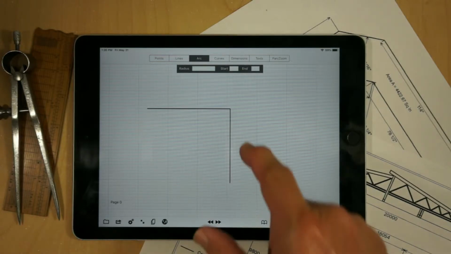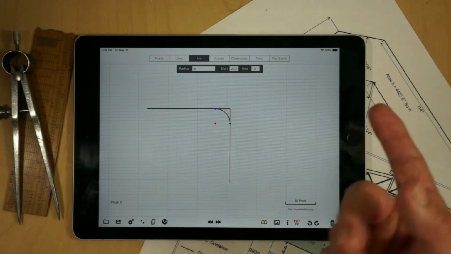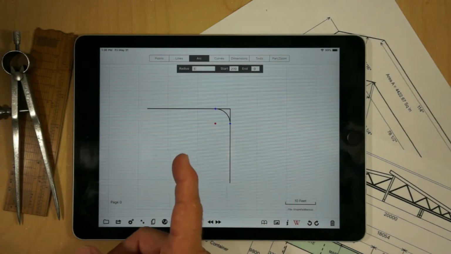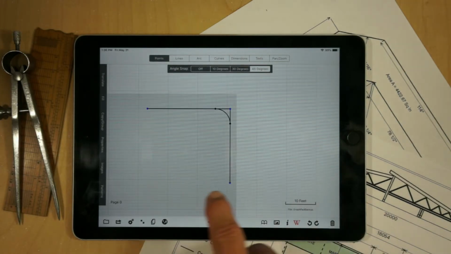lines that intersected, and basically if you touch the corner of the intersection of two lines, it would then calculate the center of the arc based upon the radius and then the two tangential points. And it's calculating this as you move things.